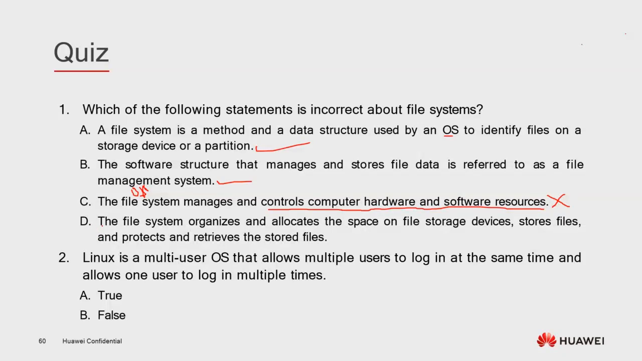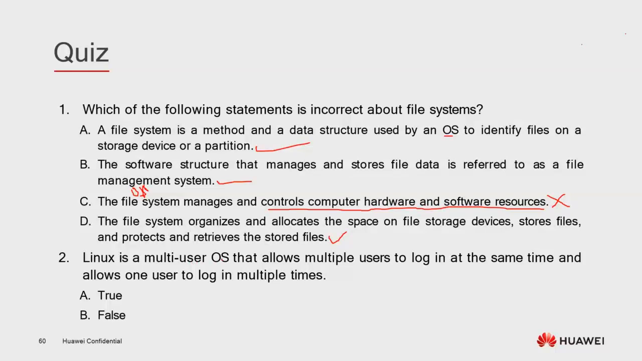D, the file system organizes and allocates space on file storage devices, stores files, and protects and retrieves the stored files. True or false? Yeah, this is true. So the answer should be ABD.